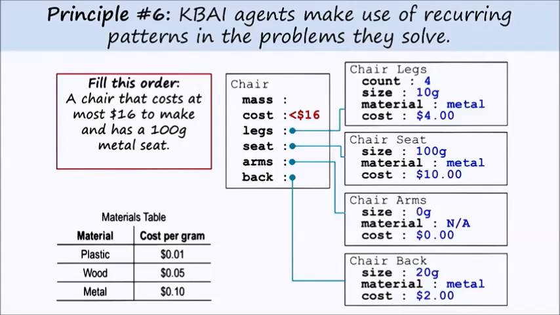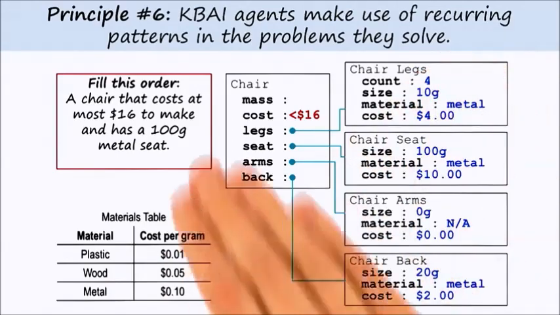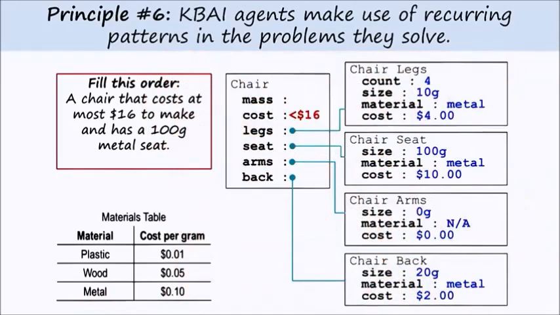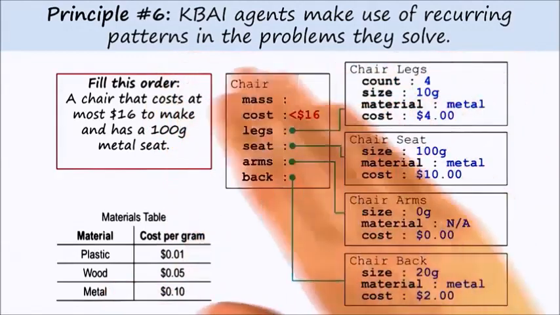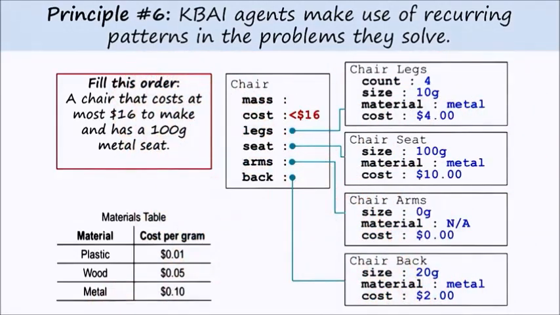Now, it might be tempting to think that this is actually at odds with the previous principle, that knowledge-based AI agents can solve novel problems. Here we're saying that knowledge-based AI agents solve recurring problems based on recurring patterns. But in fact, these are not mutually exclusive. Knowledge-based AI agents leverage recurring patterns in the world, but they do so in conjunction with other reasoning methods to allow them to also address novel problems.